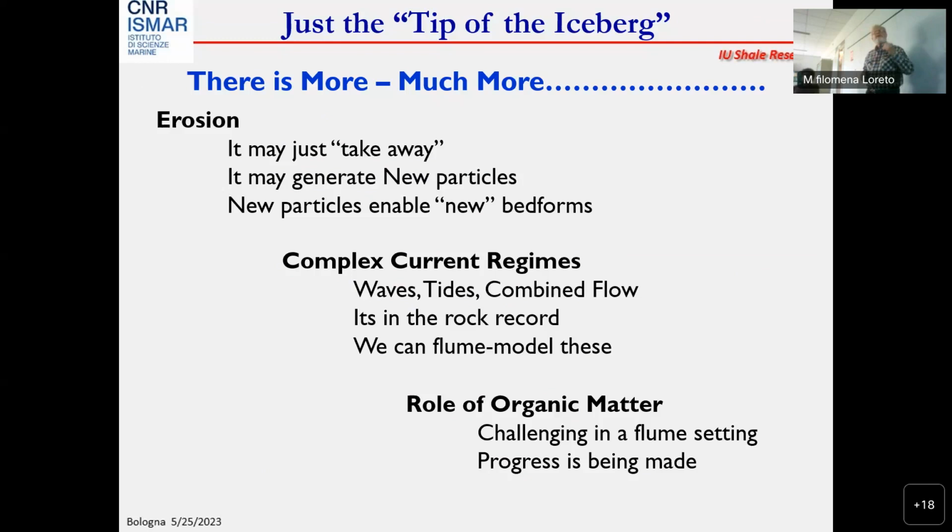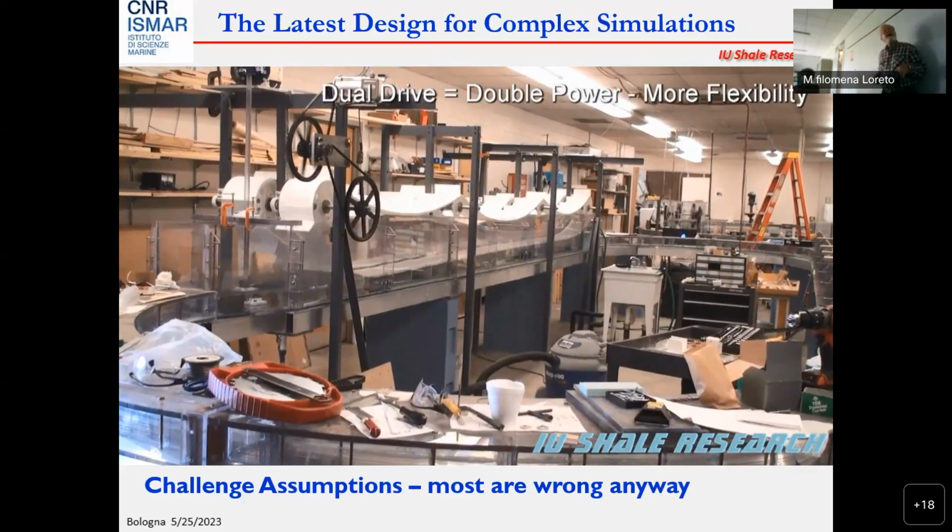You can look at complex current regimes, waves, tides, and so forth. And we have those in the rock record. We can model them in flumes. And then the other thing that you have to grapple with is the role of organic matter, which is a little bit challenging to do in a flume setting, but we're making some progress here.